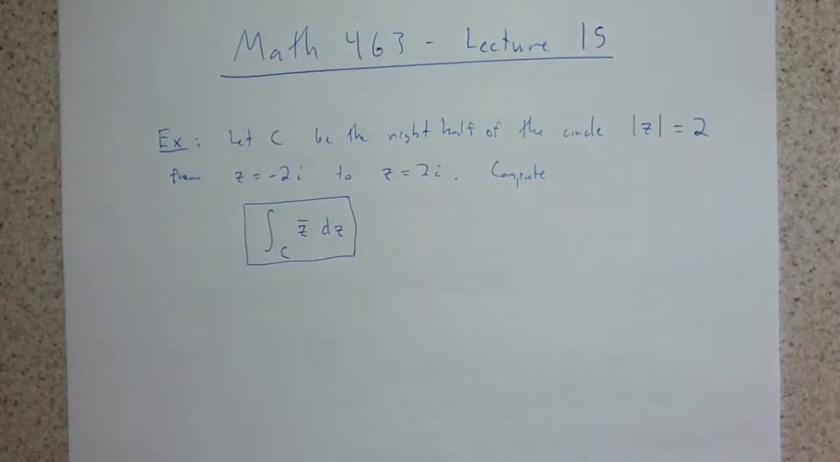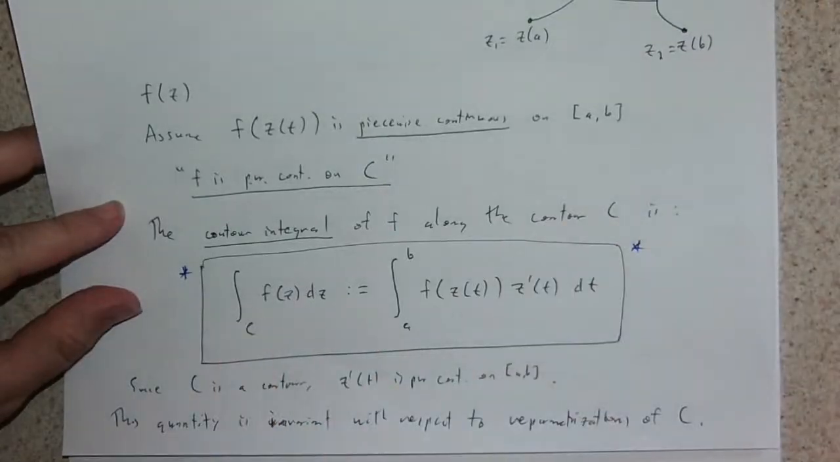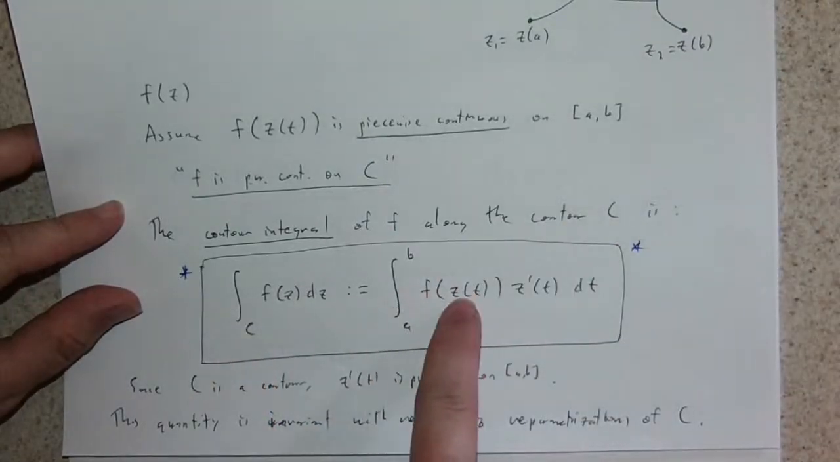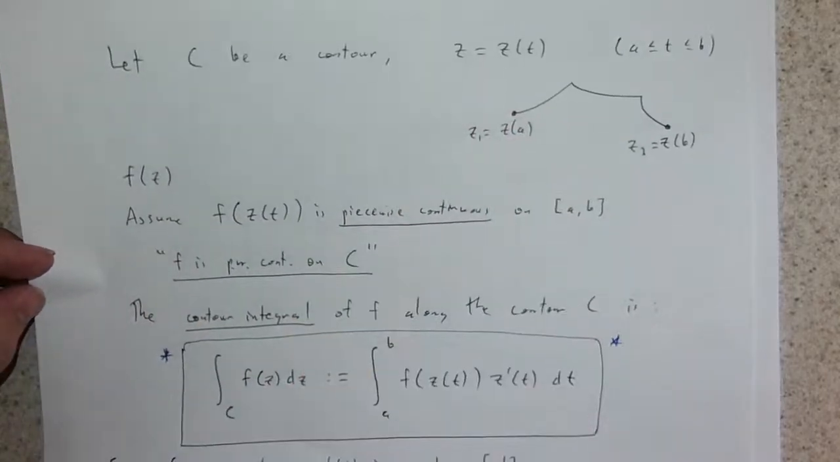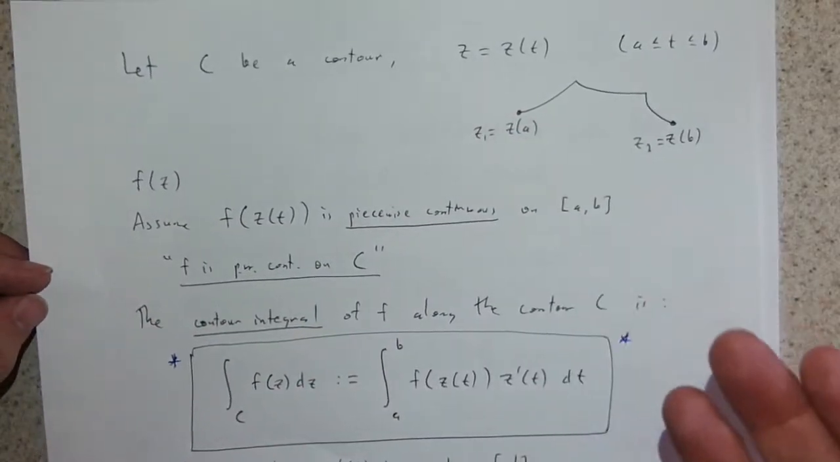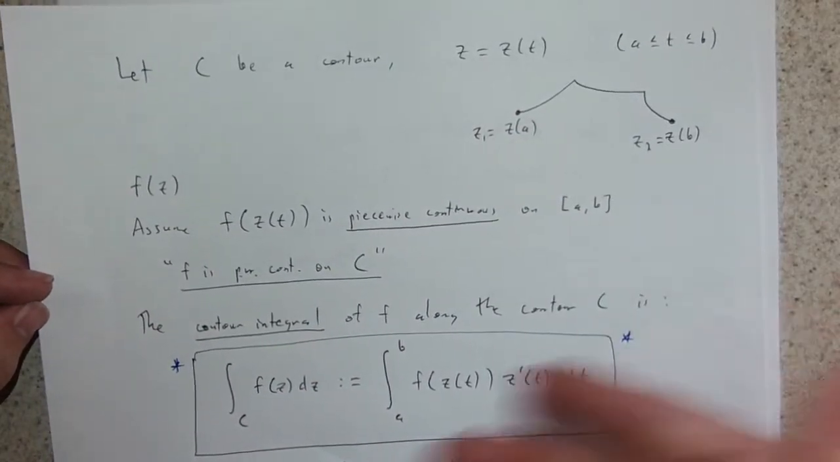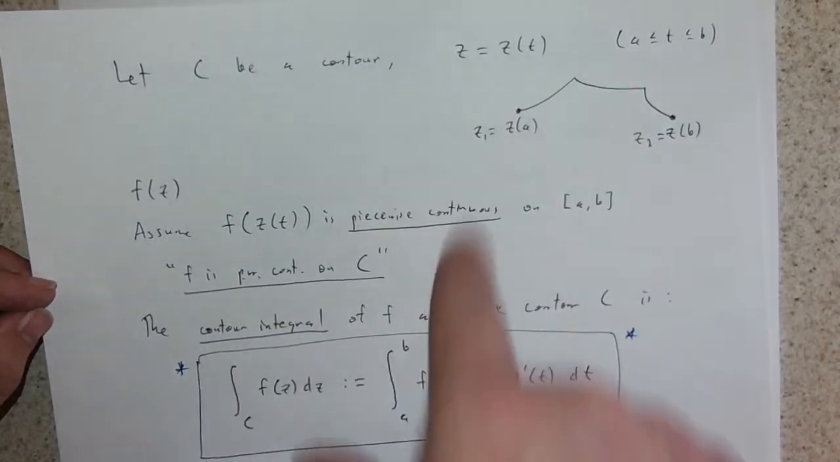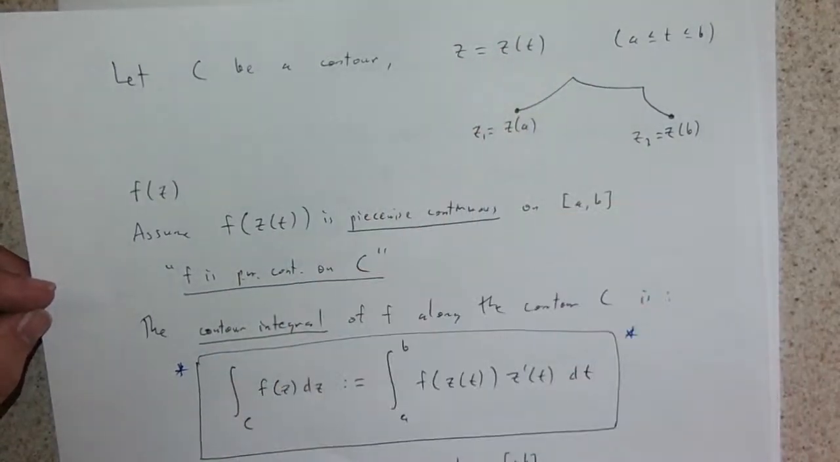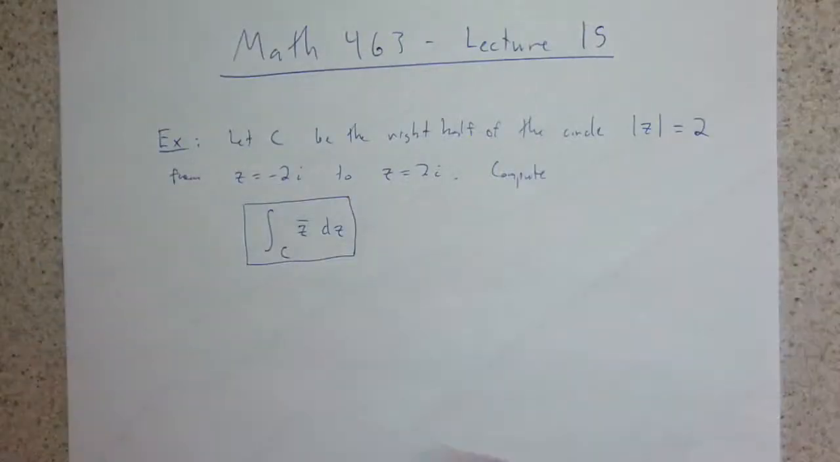All right, so what do we need in order to compute this? Well, let me flash my definition back on the screen here. In order to compute a contour integral, I need a parametrization of the contour C. Just like when you're doing line integrals in Calc 3, you needed the parameterization of the curve in order to actually do this computation. So we need this way of expressing this contour in terms of a real parameter.